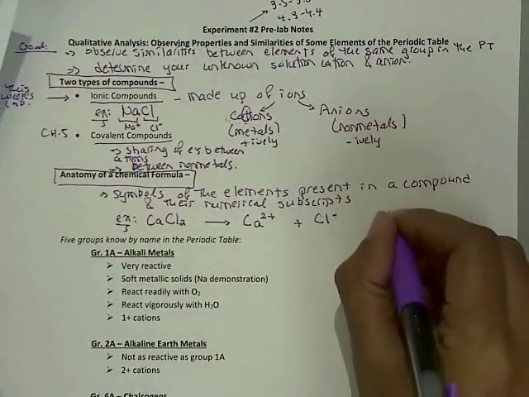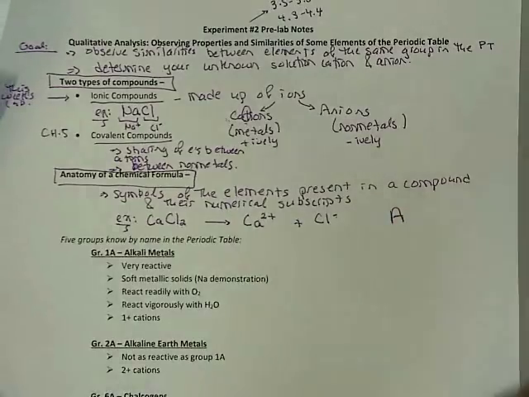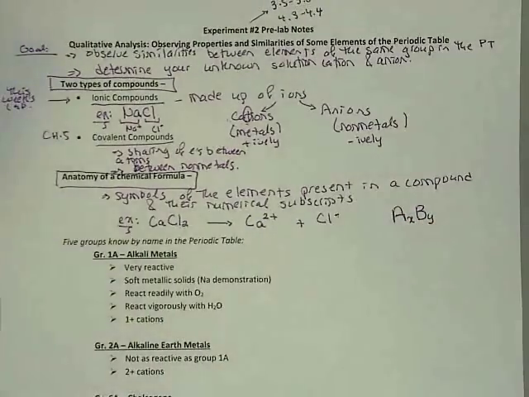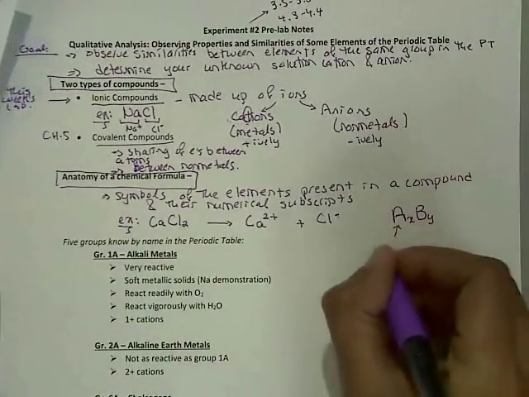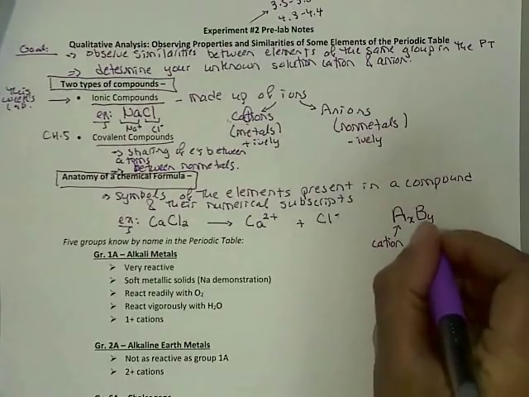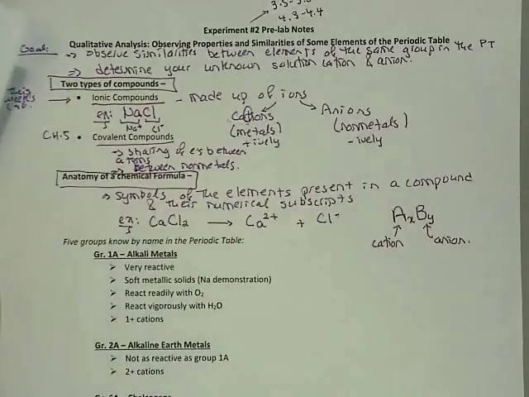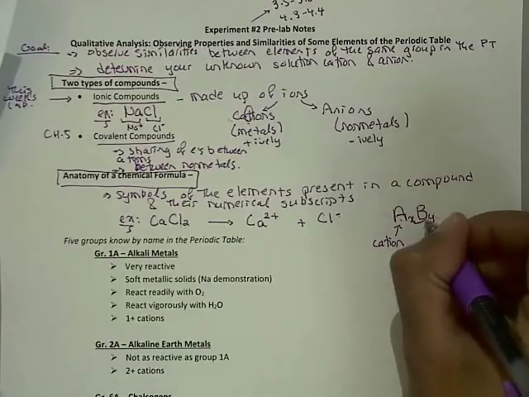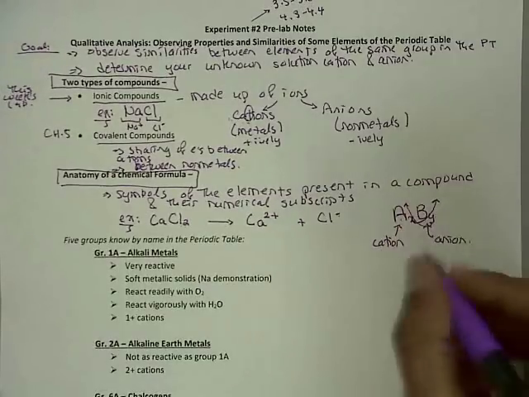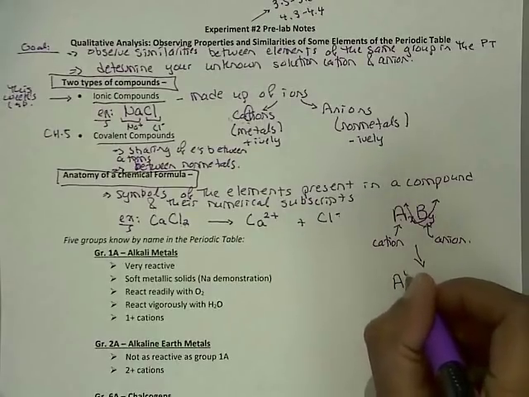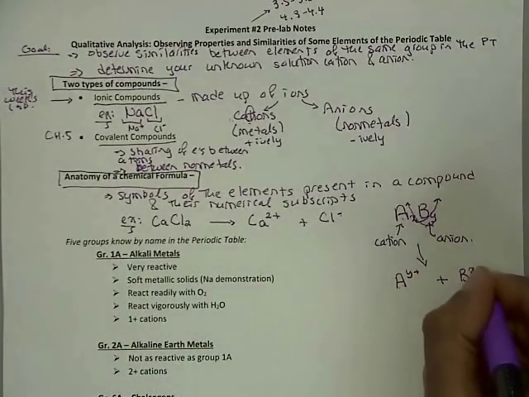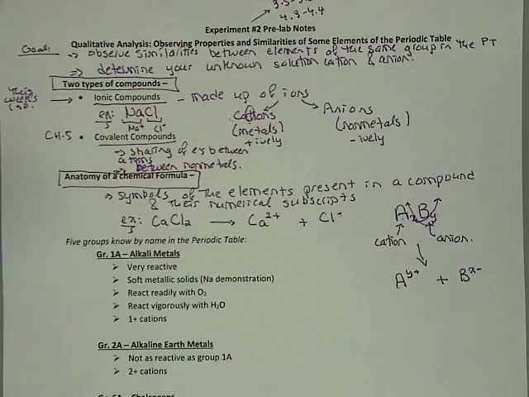So for the anatomy of a chemical formula, you have a cation, which I'm representing as A, and an anion, B, and you have subscripts with each one of these. We always place the cation first, then the anion. To figure out the charge, the X now goes to the B and the Y goes to the A. So you now have A^Y plus and B^X minus. This is a general form of the anatomy of a chemical formula.